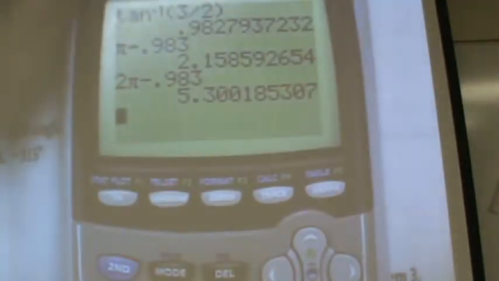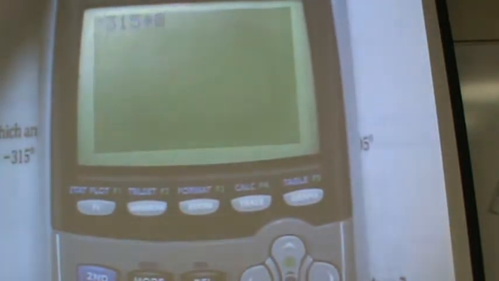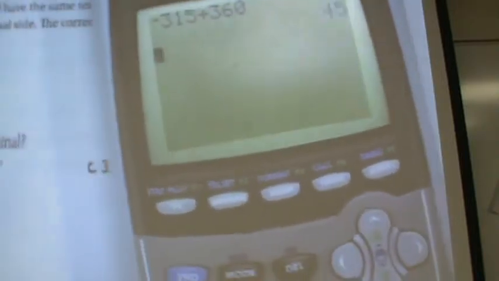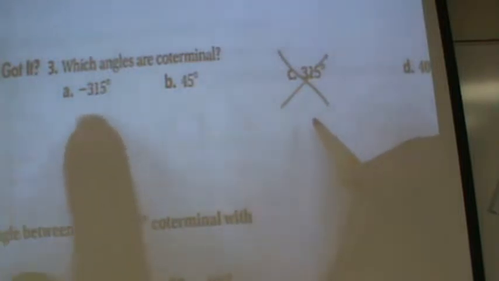If you took negative 315 degrees and you added 360 degrees, what do you get? You get a 45-degree angle, which is that one. If I added another 360 to that answer, I get 405, so that's coterminal. This one is not coterminal. There's no way that a negative 315 and a positive 315 are coterminal. So these are coterminal with each other. That's the oddball.